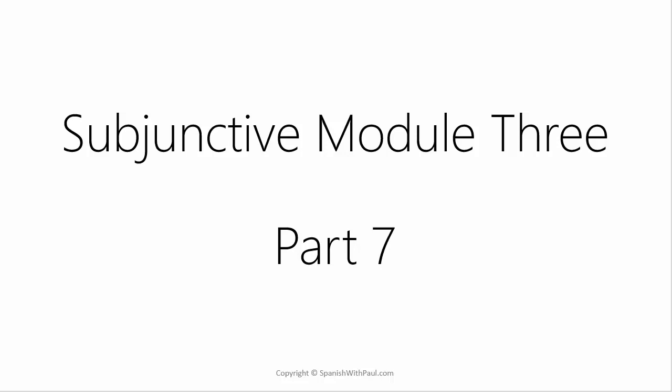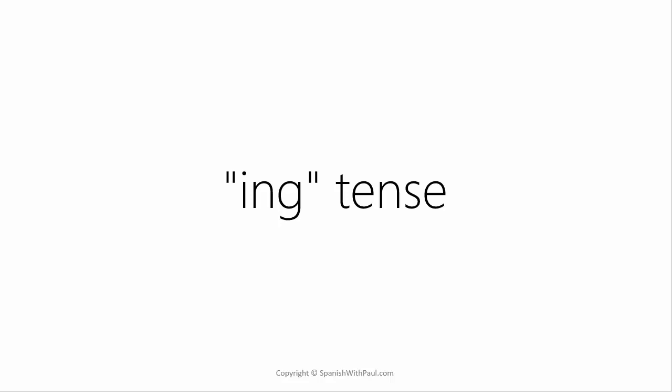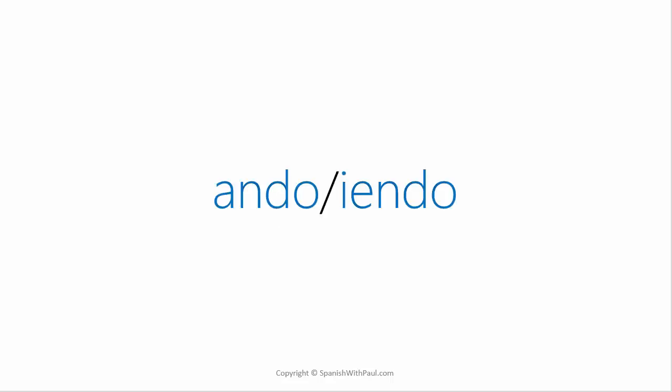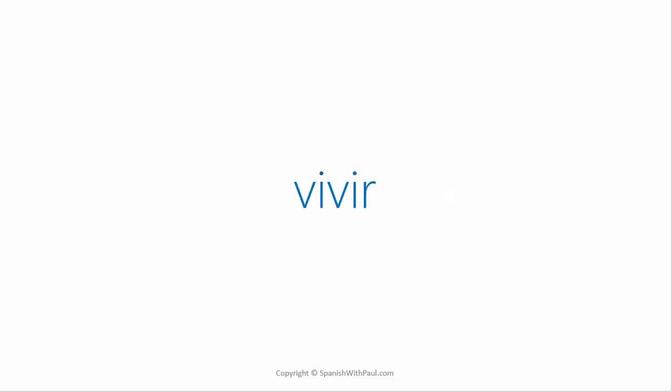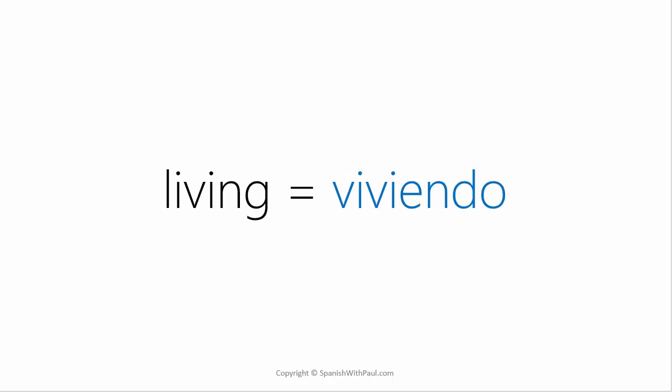Welcome to part 7. What I'd like to talk about now is the ing tense. So this is where we're using the sounds of ando and yendo. Let's take this example sentence. He is living in that house. Now the verb to live is vivir, and if we want to express living, it goes to viviendo.